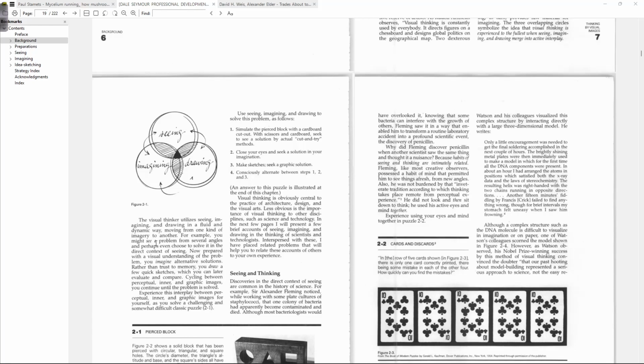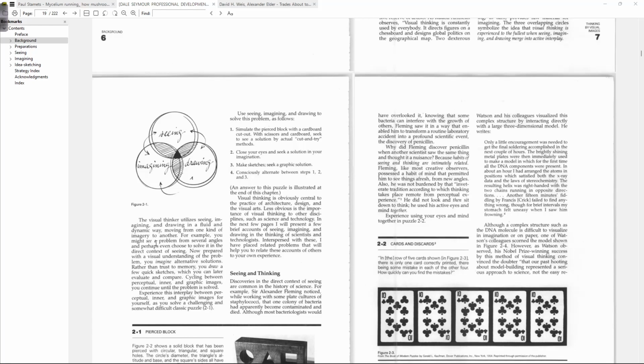So what this is, is the pierced block and the cardboard cutout. Okay, let's move on to the next paragraph. You guys can solve this problem, right?